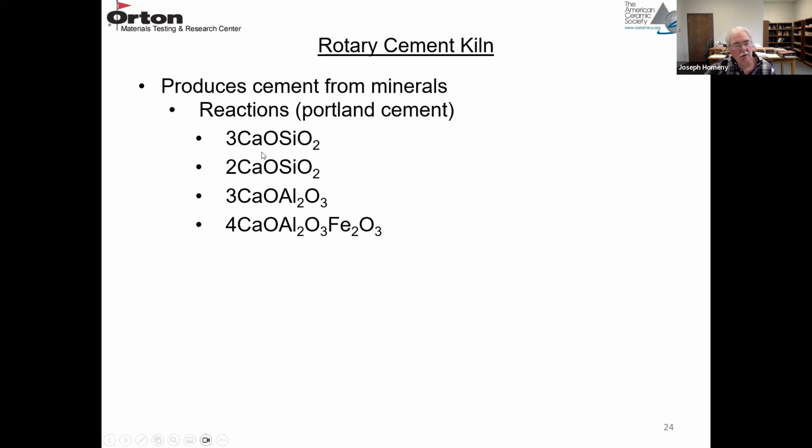It's primarily a tricalcium silicate and a dicalcium silicate. Those are the phases that hydrate. You also have 3CaO·Al2O3 and 4CaO·Al2O3·Fe2O3. These are present in minor amounts, but they can also hydrate.